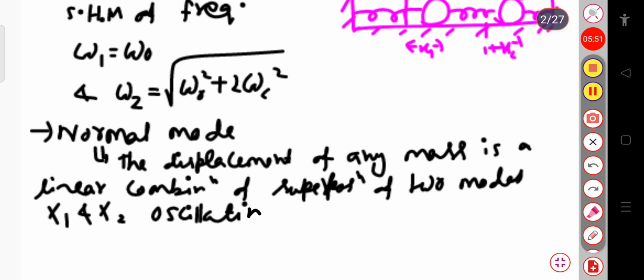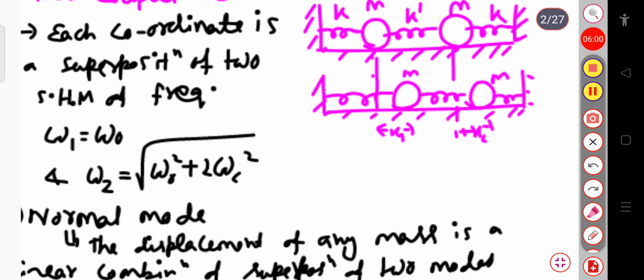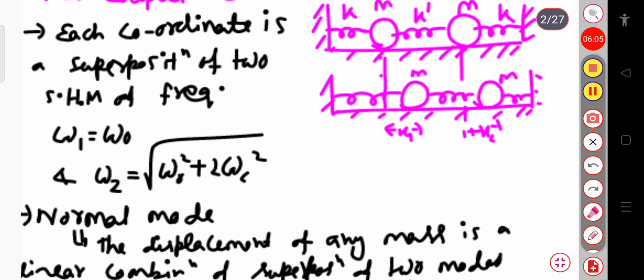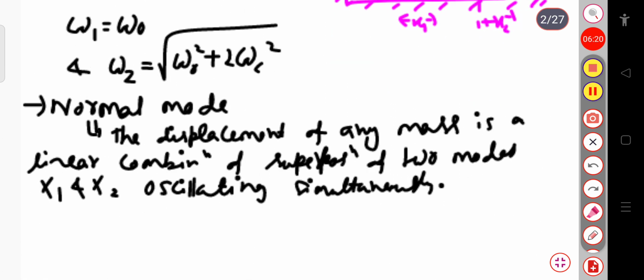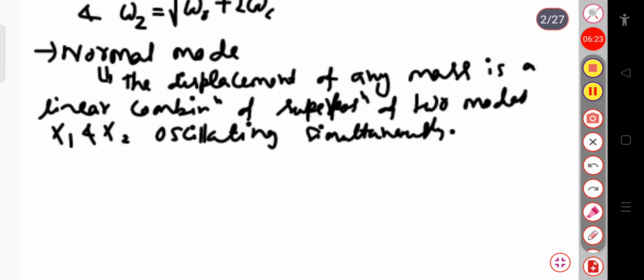I will tell you what is capital X1 and capital X2 simultaneously. Here small x1 and small x2 represent the displacement for the two different masses, that is m and m. If I consider these are the masses m1 and m2, then the displacement will be x1 and x2, but since we are considering they have the same mass, the displacements are x1 and x2, this is your small x1 and small x2.